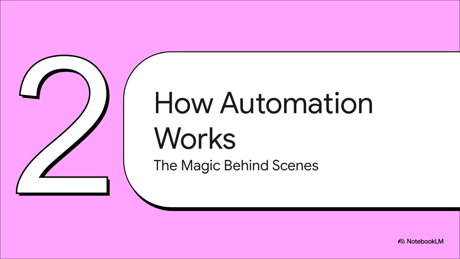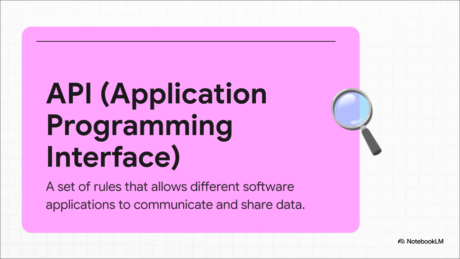If our apps don't talk to each other, how do we build that bridge? Let's pull back the curtain and look at the magic behind the scenes. The entire world of automation is built on this one little thing called an API. It stands for Application Programming Interface. And in simple terms, an API is basically like a universal translator. It's a set of rules that lets completely different software programs securely talk to each other and exchange information.